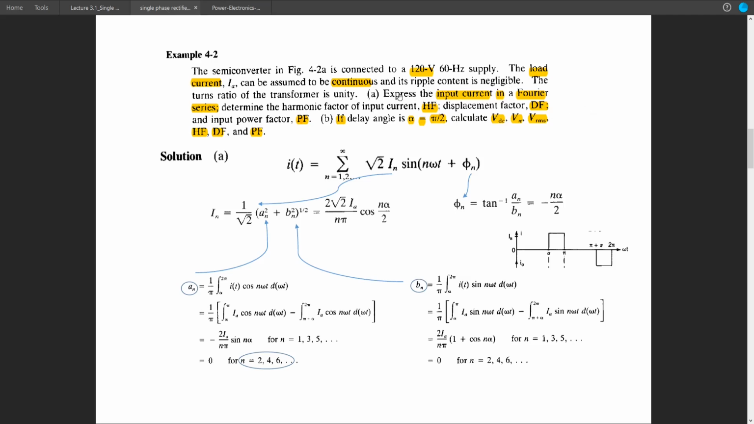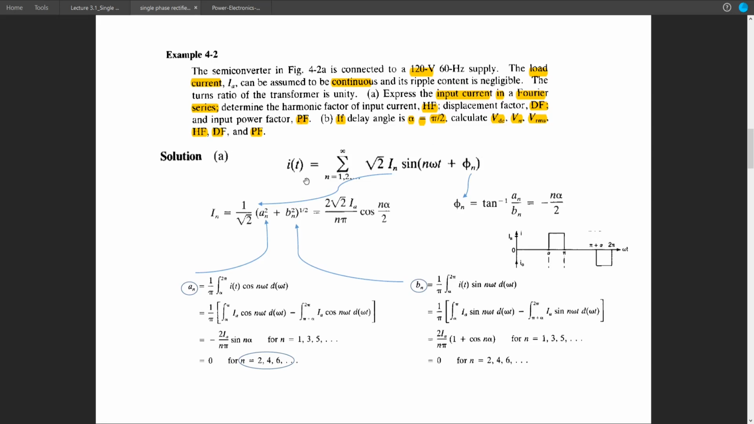So we have to express the input current in Fourier series. The input current is the transformer secondary current, which is AC and square wave. We have to express this waveform in Fourier series. Then we have to find the harmonic factor, displacement factor, and input power factor of this waveform. And if alpha or firing angle is pi by 2, we need to calculate the values for VDC, normalized VDC, VRMS, harmonic factor, displacement factor, and power factor of this waveform.